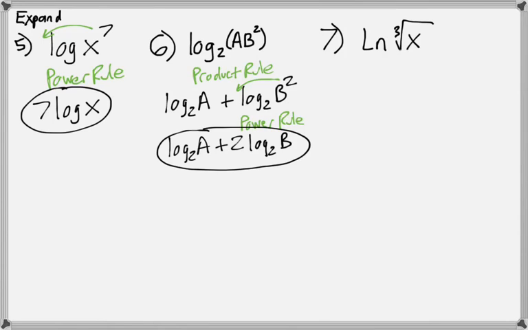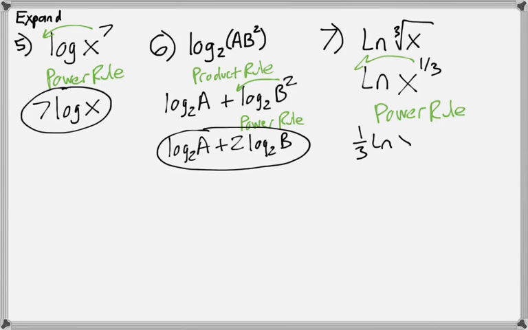Looking at 7, I have ln of the cubed root of x. So I'm going to rewrite that cubed root as x to the 1/3 power. So again, saying the cubed root is the same thing as saying the 1/3 power. And I'm doing this because now I can use the power rule and bring down that 1/3. So this is going to be 1/3 ln of x. And that'll be my answer.